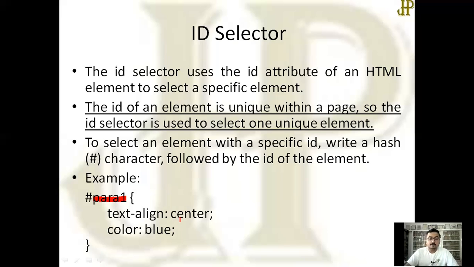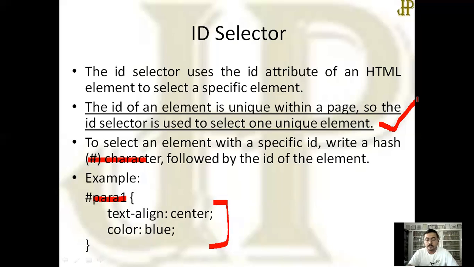That para1 should be started with hash character. And again, property value pair is incorporated between curly braces. That's why I have written over here, the ID of an element is unique within a page. So the ID selector is used to select one unique element in the web page. Clear?